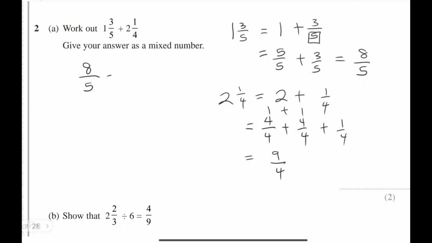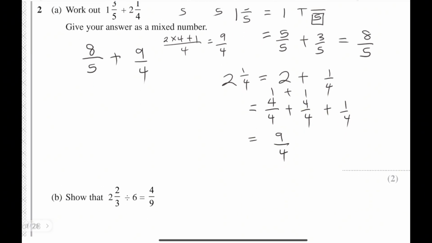Then we add 8/5 plus 9/4 together. An easy way for us to do that is just to do 1 times 5, then plus 3 over 5. Following the order of operation, it will give us the same 8/5. And also we do 2 times 4 plus 1 over 4. Following the order of operation as well, that will also give us 9/4. So I hope that makes sense.